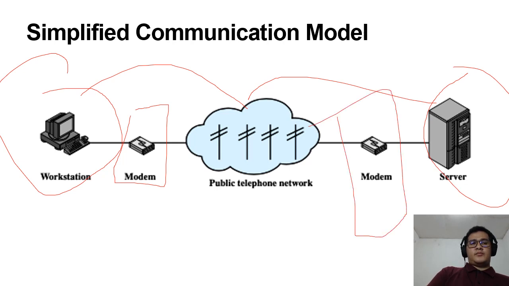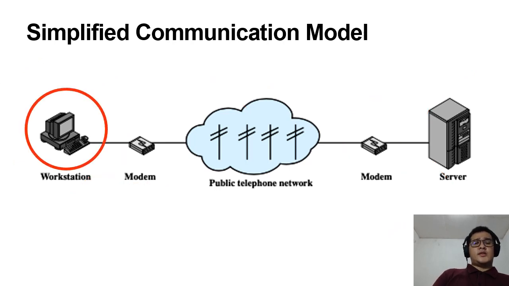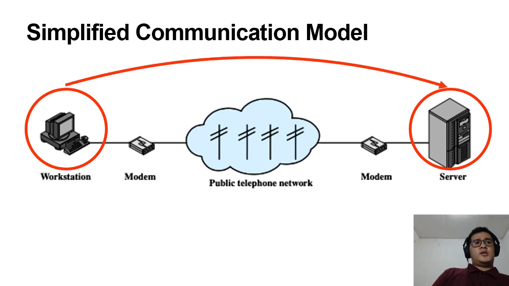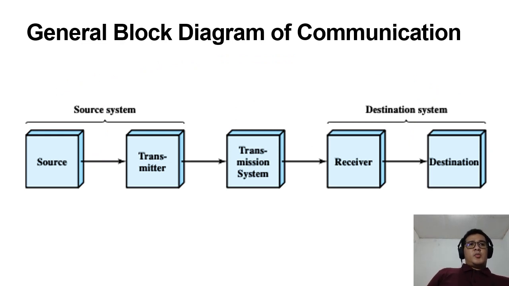You can see the workstation and server are connected. So here is a general block diagram of communication. There will be a source and a destination. The source system gives data to the transmitter. Then the transmitter sends it to the transmission system. Then the transmission system sends the data to the receiver, and the receiver delivers it to the destination system.